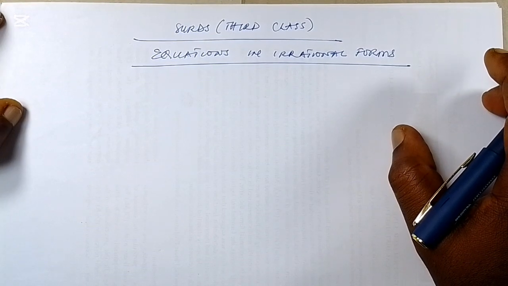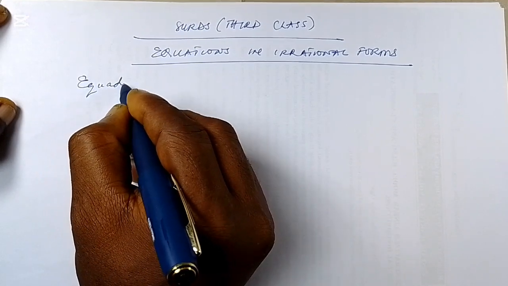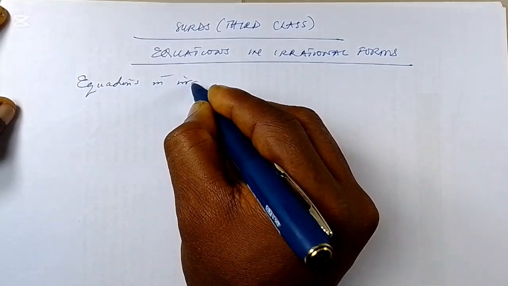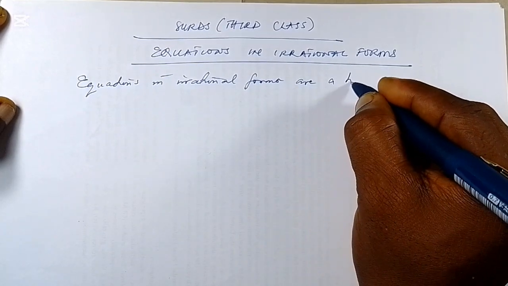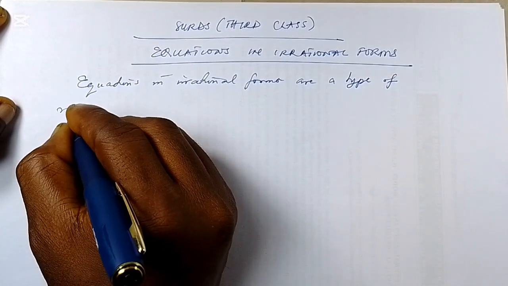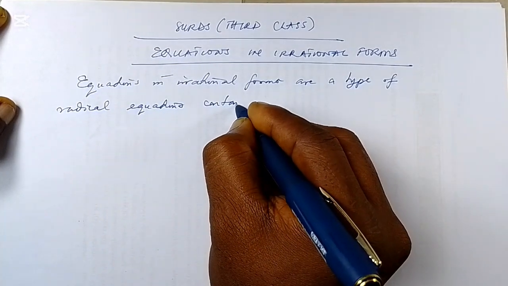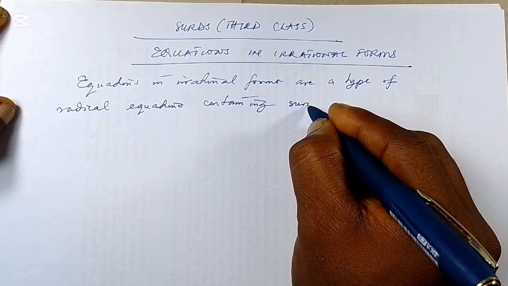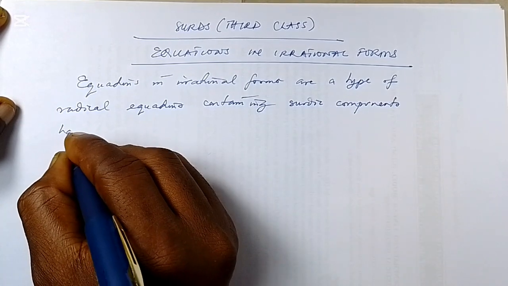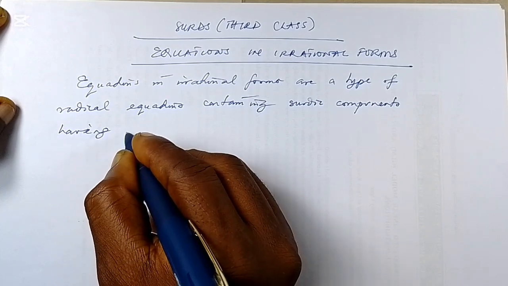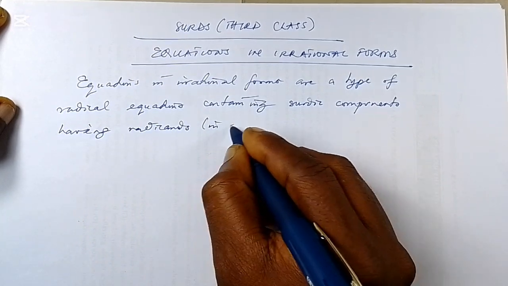So the first question is, what are equations in irrational forms? Equations in irrational forms are a type of radical equations containing Surdic components, having radicands in algebraic form.